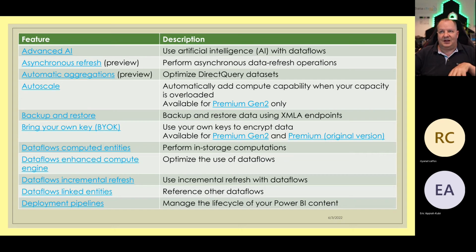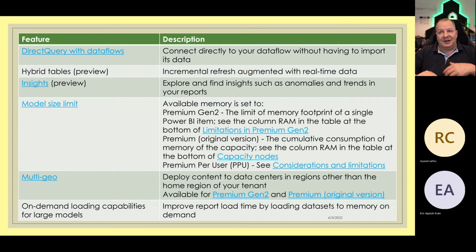We're going to quickly tell you about these, but we don't really have too much time left. So some advanced features: advanced AI, asynchronous refresh, automatic aggregations, auto scaling your compute based on workload, using backup and restore, using the data flows, using what we call deployment pipelines, that lifecycle management stuff. Doing what we call a hybrid, that's augmenting real-time data with historical data to get real-time, right-now reporting with new stuff as it comes in.